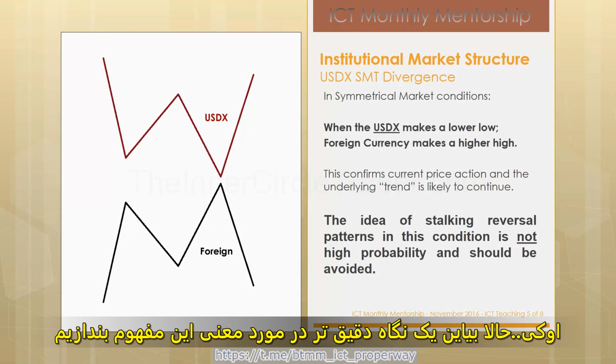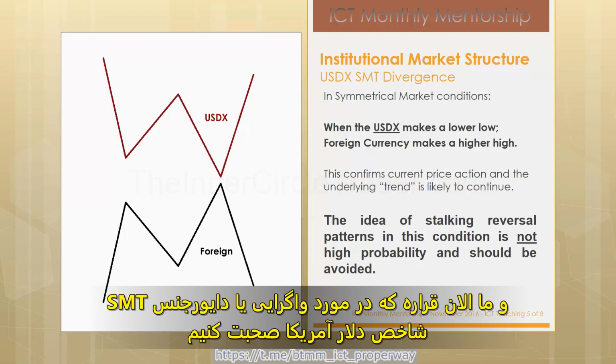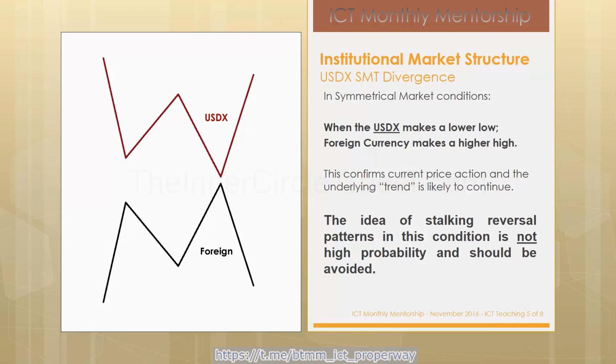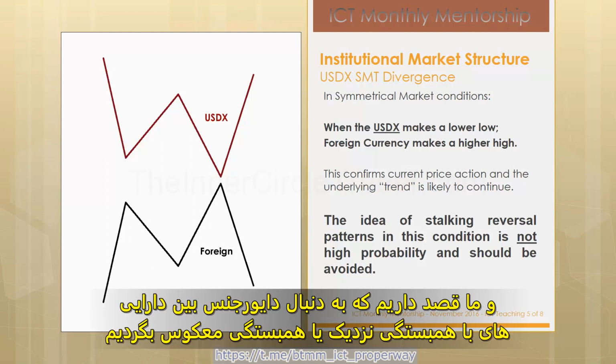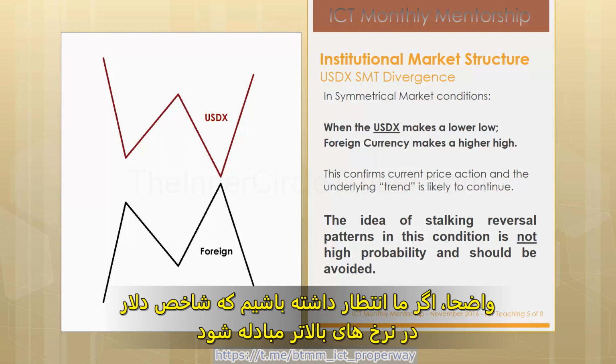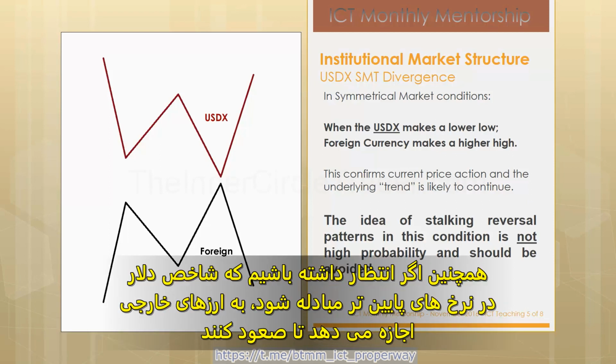Okay, let's take a closer look at what this concept actually means. And we're going to be referring to the US dollar index SMT divergence. Now, SMT stands for Smart Money Tool or Smart Money Technique, and we're going to be looking for a divergence between closely correlated or inversely correlated assets. Now, obviously, if we expect the dollar index to trade higher, that's going to put downward pressure on foreign currencies. If we're expecting the dollar index to trade lower, that's going to allow foreign currencies to rally.